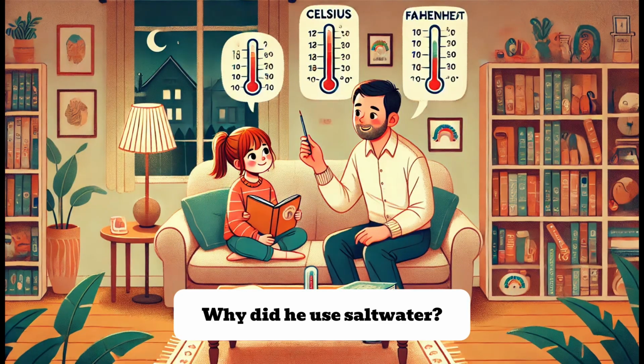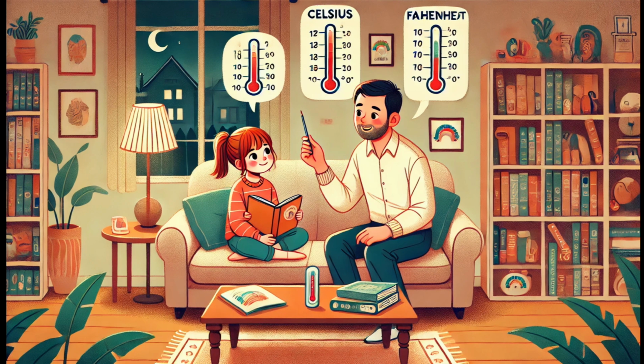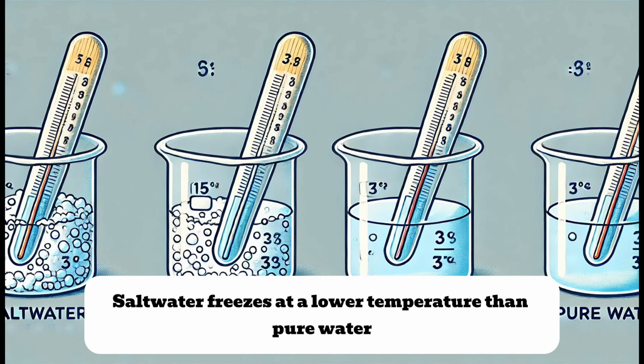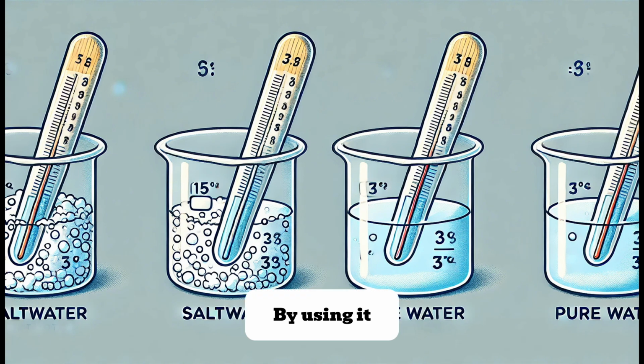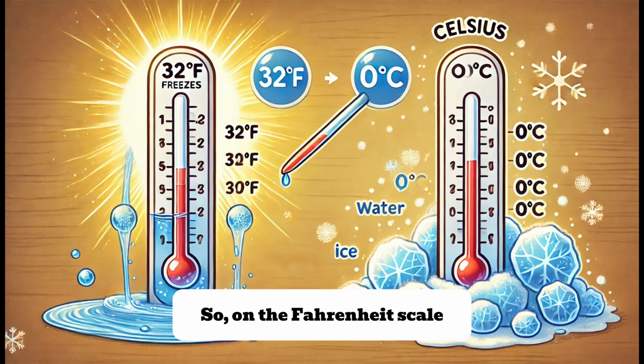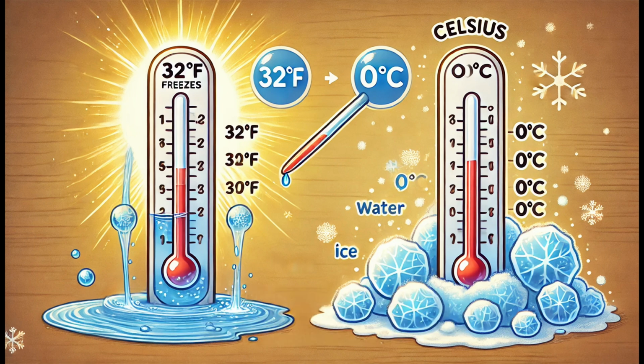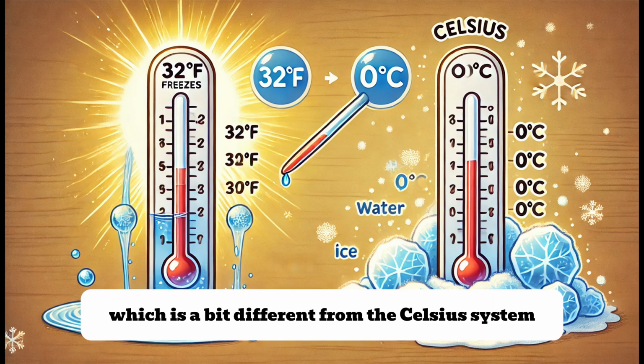Why did he use salt water? Isn't regular water good enough? That's a good question. Salt water freezes at a lower temperature than pure water. By using it, Fahrenheit could extend the range of his temperature scale. So, on the Fahrenheit scale, water freezes at 32 degrees Fahrenheit, which is a bit different from the Celsius system.